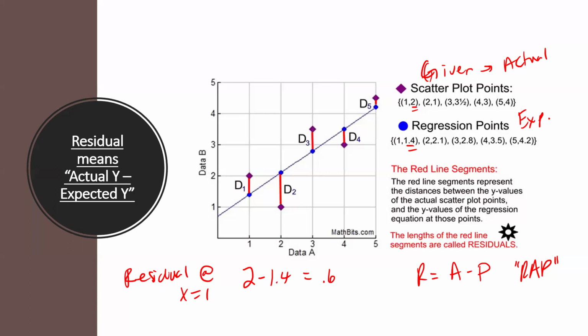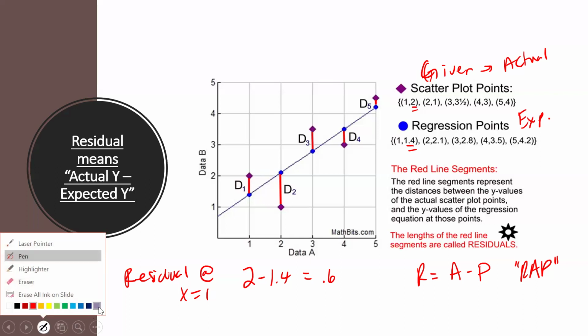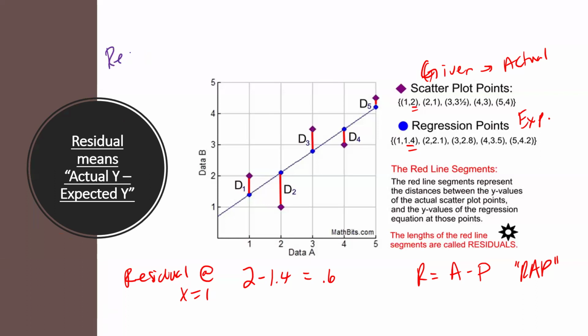Okay? Can we go on? We're good? So we did our residual at x equals 1 as an example. All right, I'm going to pause for a second, and I would like for you guys to tell me what is the residual at x equals 4. So you're going to calculate really quick. What is the residual at x equals 4?